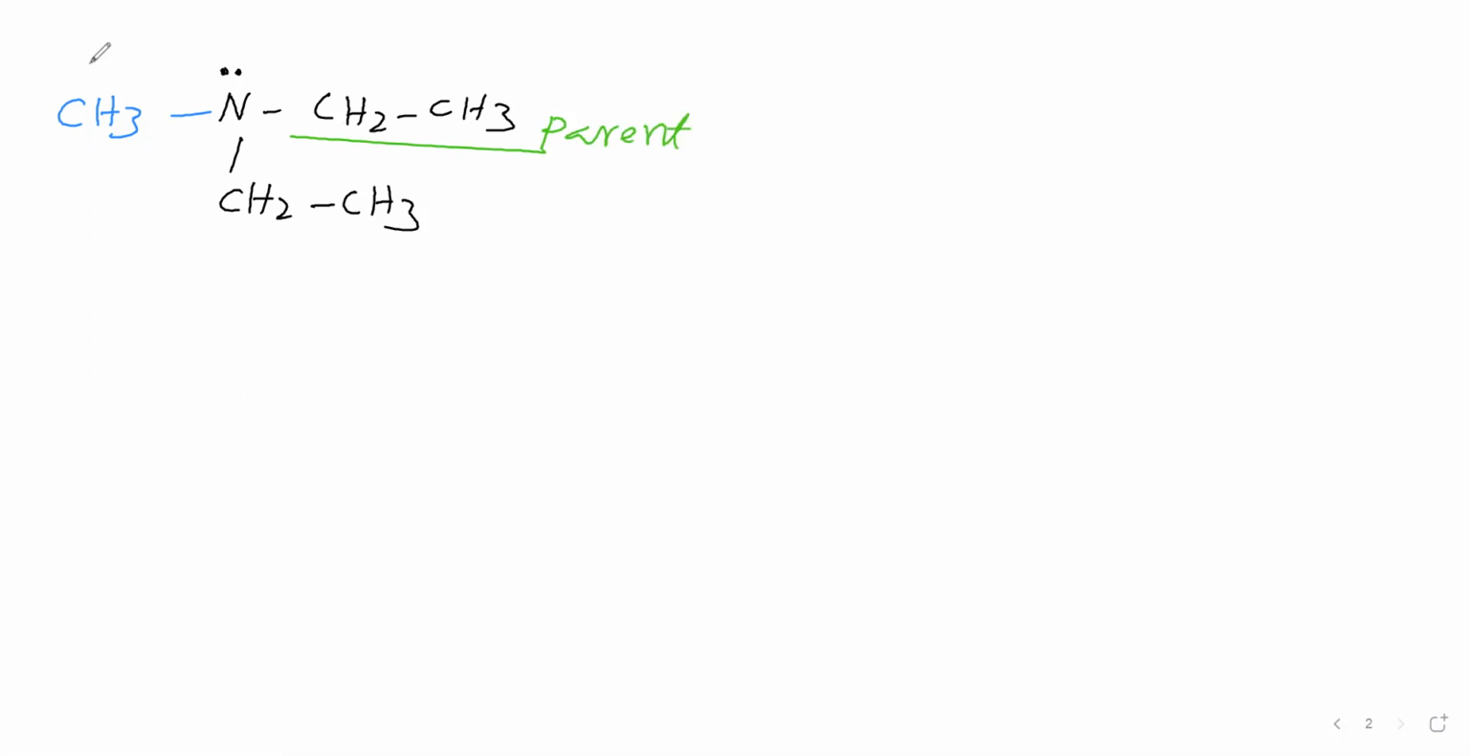Therefore, this one and this one are branches. This name we have to say separately. This is ethyl. This ethyl is attached to N directly. Therefore, N-ethyl. Then keep a comma. This methyl is attached to N directly. Therefore, N-methyl.